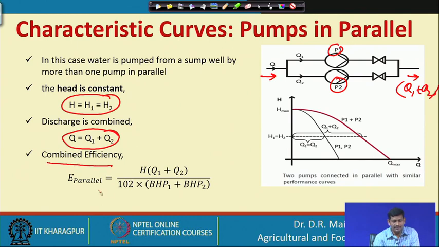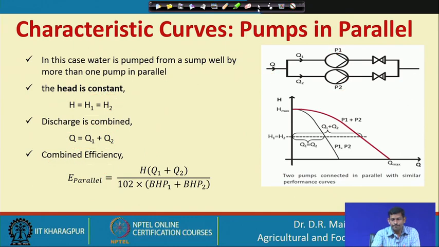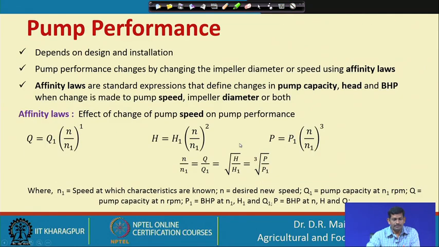So, the combined efficiency in this case, since H is not changing, is H multiplied by the effective or total Q, divided by 102 and BHP 1, BHP 2. This will give the efficiency of the pumping system in which the pumps are connected in parallel.